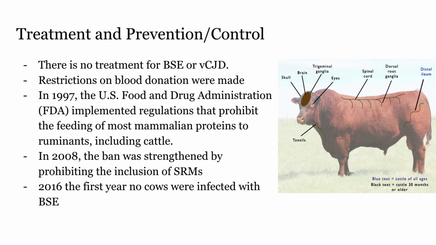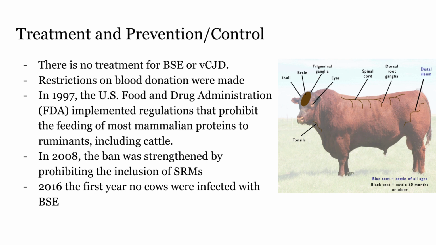And in 1997, the FDA implemented regulations that prohibit the feeding of most mammalian proteins to cattle. So they basically said, don't feed these cattle dead animals. Then finally, it was still going on after 1997. We didn't know cows were still getting BSE even though they weren't eating dead mammal proteins. So it took them until 2008 to finally figure out and strengthen this ban.